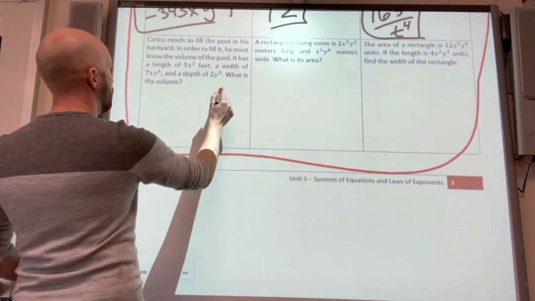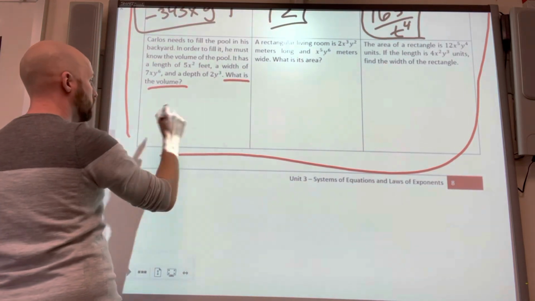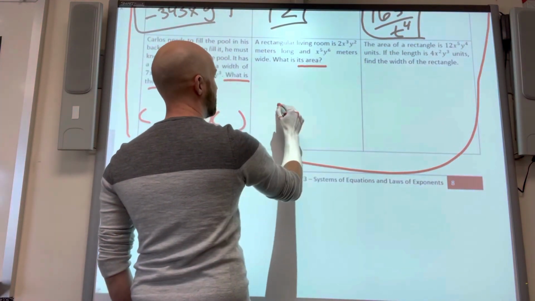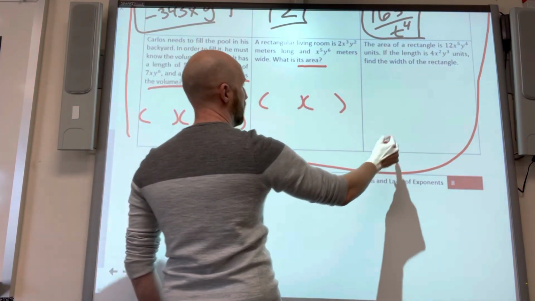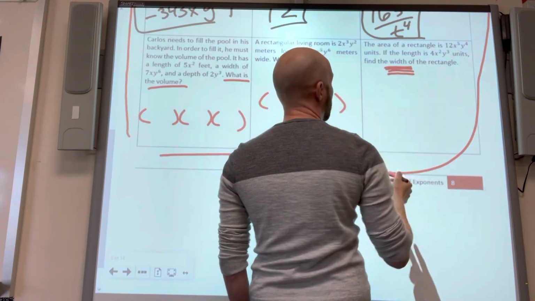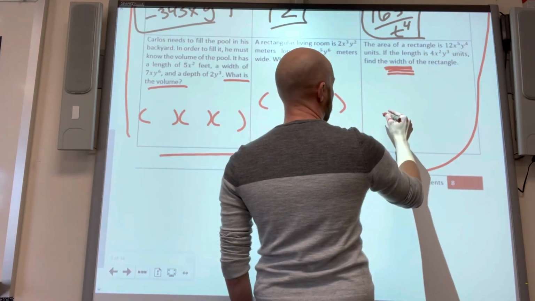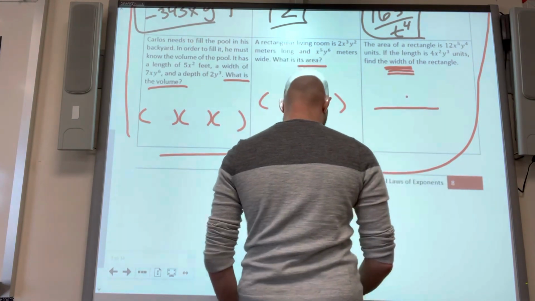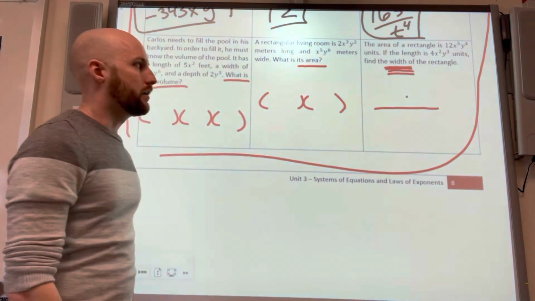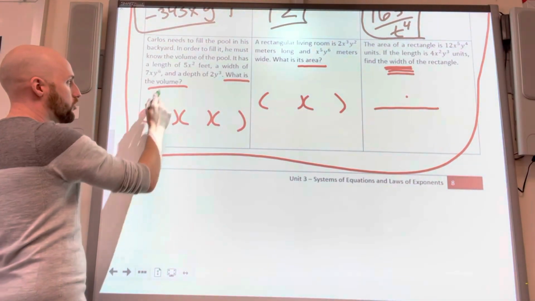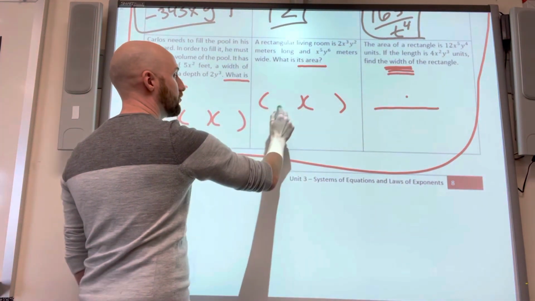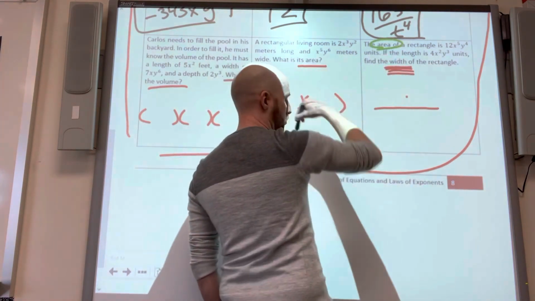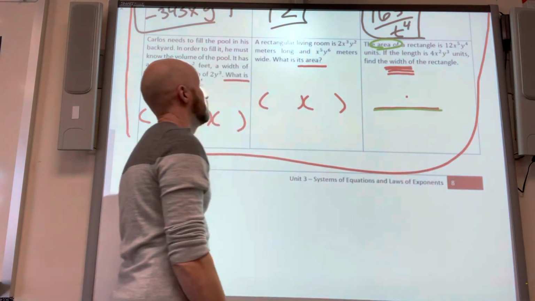Here, they want to know what is volume. Volume means multiply 3. What is area means multiply 2. What is the width? Probablemente voy a dividir la área entre el otro lado. So we're going to divide the area by the length. So it says volume is 3 things, area is 2 things. If I know the area, I need to go backwards and divide.